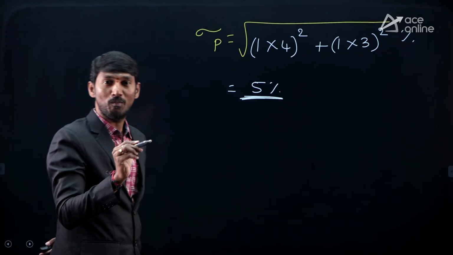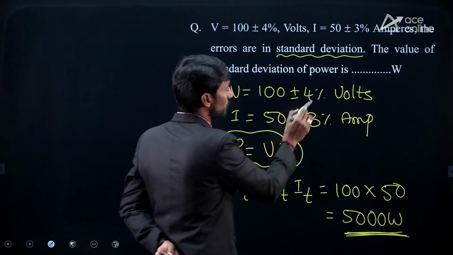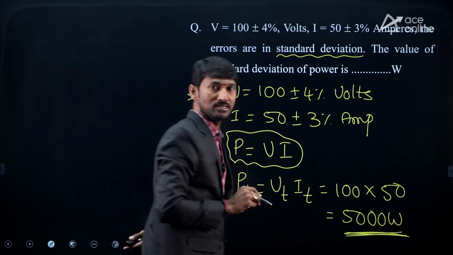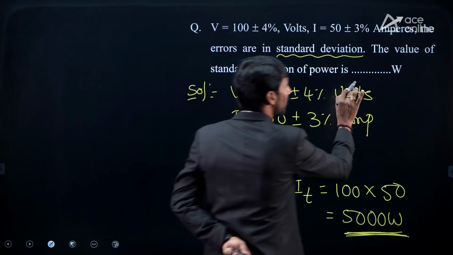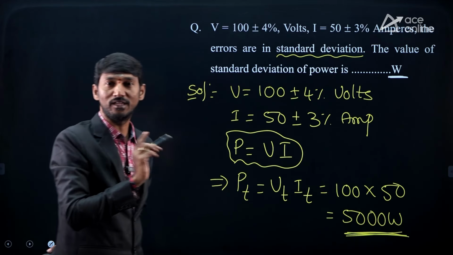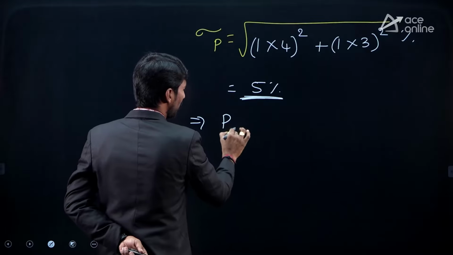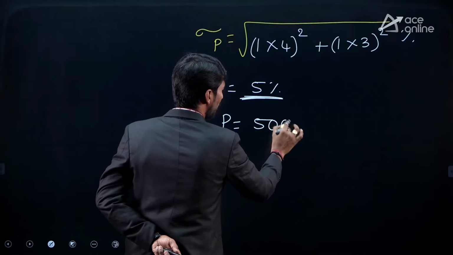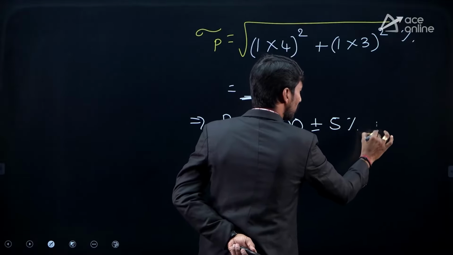But the problem with this question is, 5% is there, but this is an NAT, numerical answer type. Don't give 5%, because he is not asking in percentage, he is asking in watts. That's why after calculation of this, power is equal to 5000 plus or minus 5% watts.